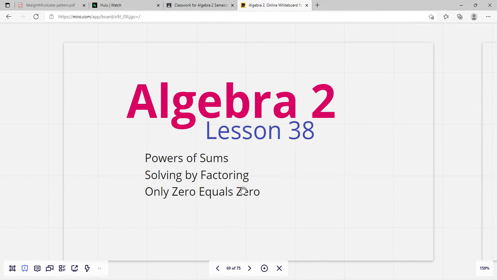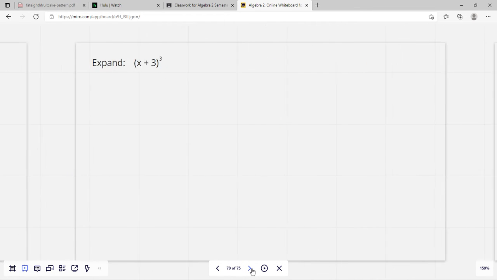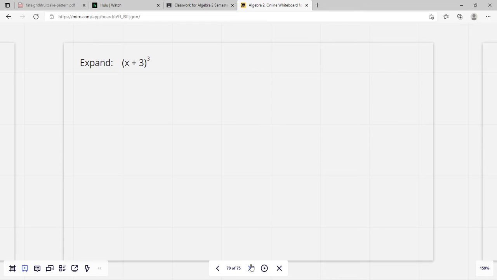Hello, this is Algebra 2, Lesson 38, and this lesson covers powers of sums, solving by factoring, and only 0 equals 0. Alright, so the first one asks us to expand.